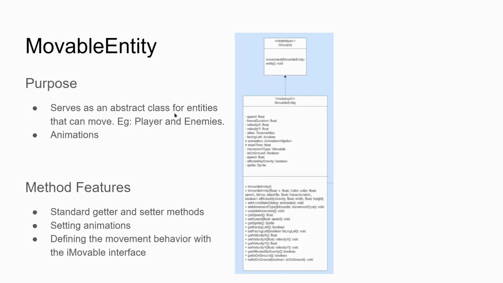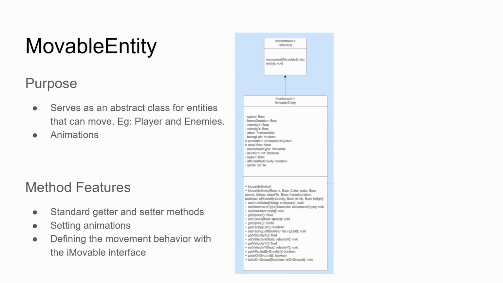The first child abstract class or entity is the movable entity class, where it has the attributes velocity XY and the affected by gravity Boolean status. These attributes are mainly utilized by the movement manager so that the positions of the entity can be updated. The movement type attribute is used to assign the application movement classes so that the movement manager can use the iMovable interface method to update the movement of the entities.